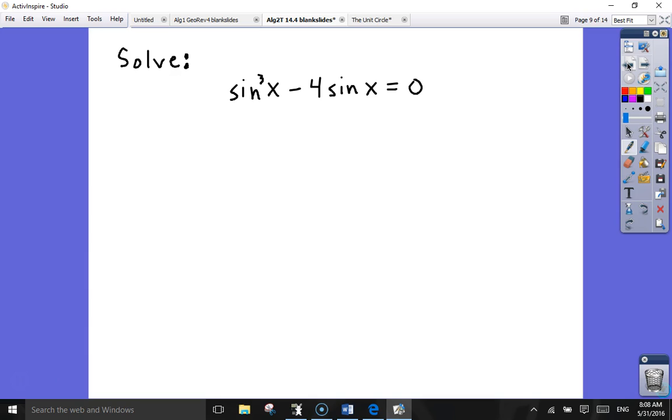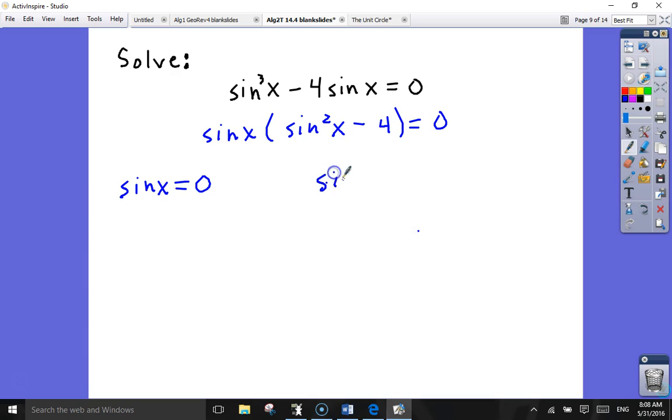Sine x. So definitely you factor out a sine x. And that leaves us with sine squared x minus 4 equals 0. Okay, so the zero product property would say that either sine x equals 0 or sine squared x minus 4 equals 0.